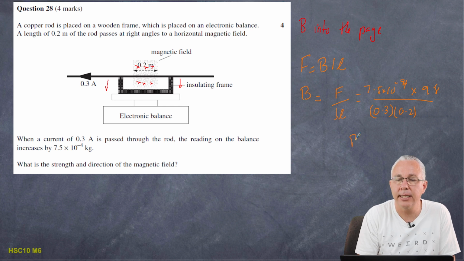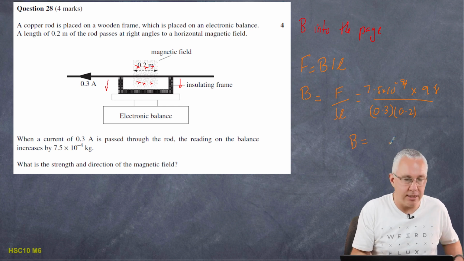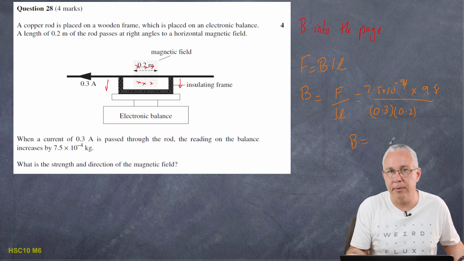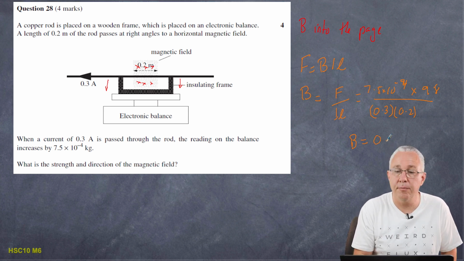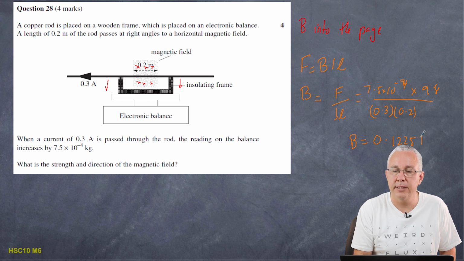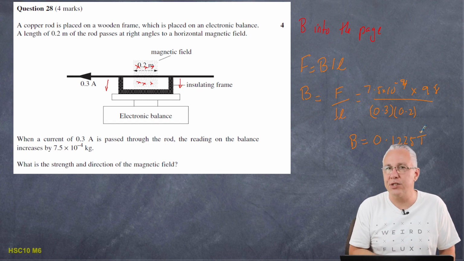And so therefore a magnetic field can be determined, and simply that's just a calculator problem now, and we're going to get 0.111225 Tesla. So there's the strength. We've already established the direction. Question's done. Now, why is it worth 4 marks?